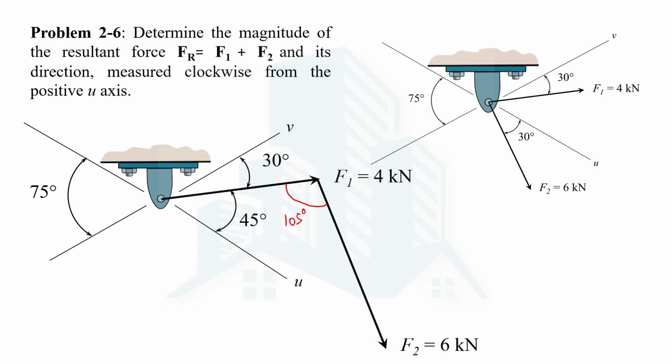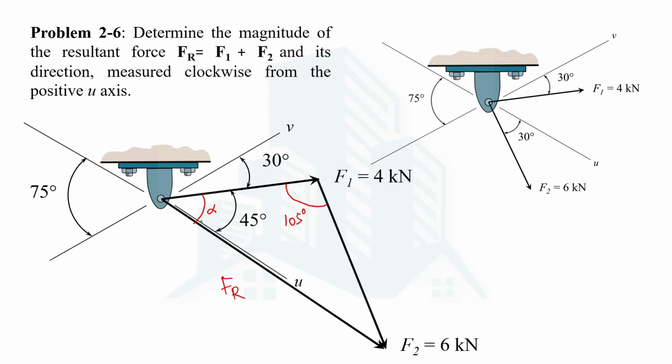So according to the parallelogram law, the diagonal of the parallelogram will be the resultant, I mean this diagonal. So this will be the resultant force. Now we are going to utilize this triangle to determine the direction of the resultant force, which is measured clockwise from the positive u-axis. Now how are we going to do that? For that we need to know the total angle, and let's say the total angle is alpha.